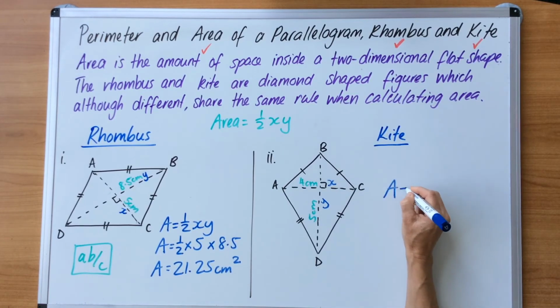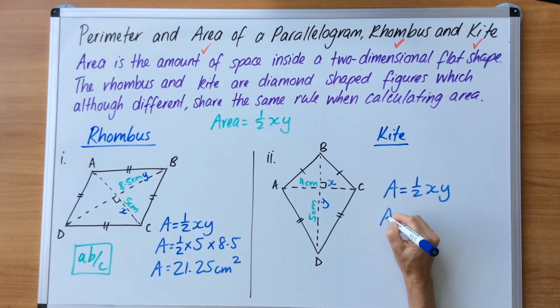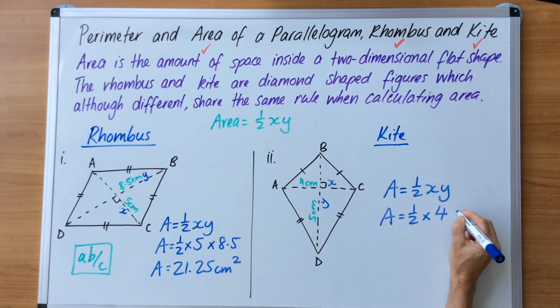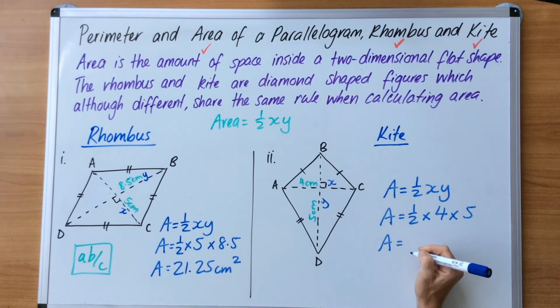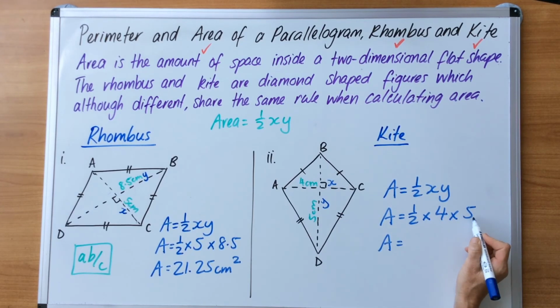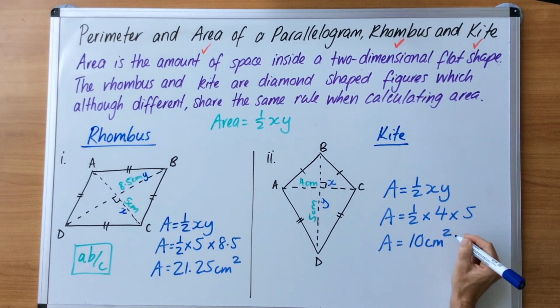First of all, we write the rule. Area equals half x y. Our second line is our substitution. Half times the value of x, which is 4, times the value of y, which is 5. Get your calculator and go 1, ABC fraction button, 2, times 4, times 5, equals, and you will get 10. It's centimetres for the measurements, and it's area, which means it has the number 2, 4 squared.